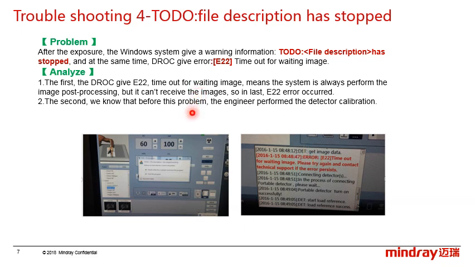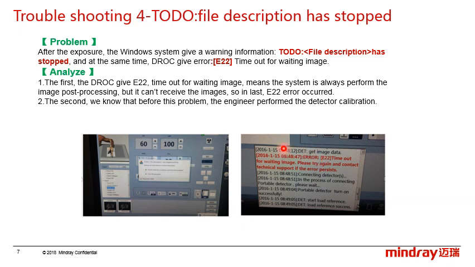First, from the E22 error, timeout for waiting image, it means that the system is always performing the image post-processing, but it can't see the images. So, in the end, the E22 error will occur.